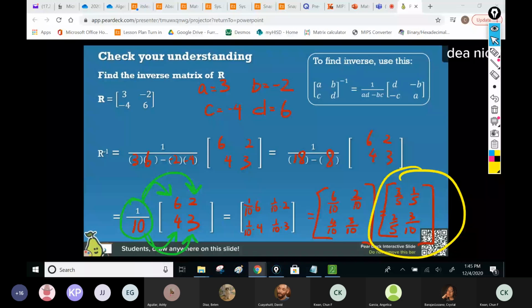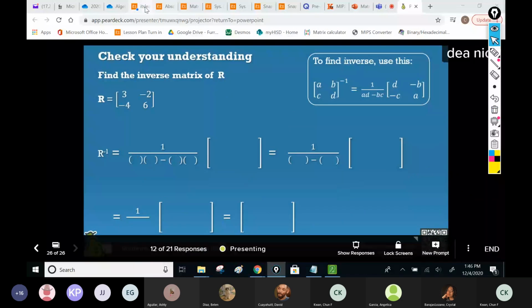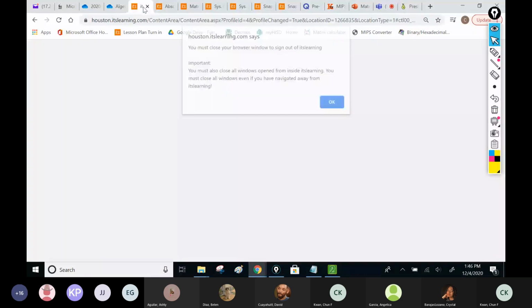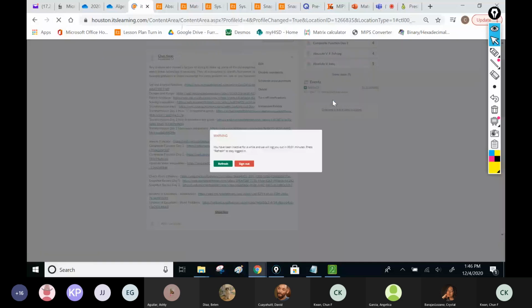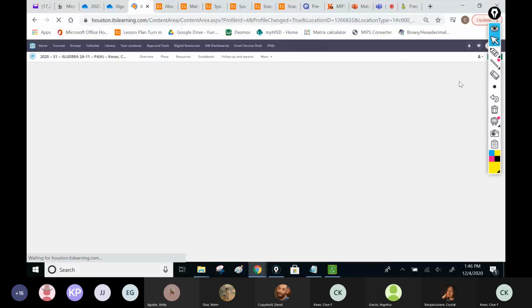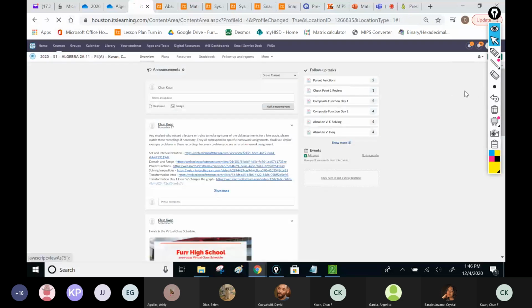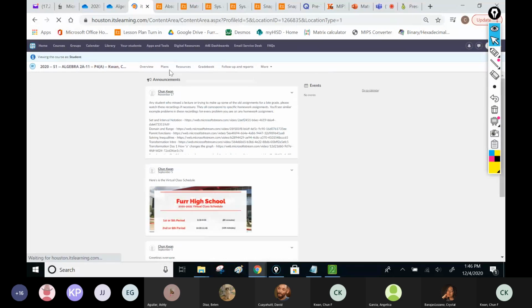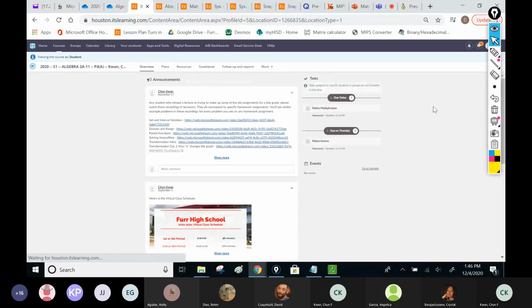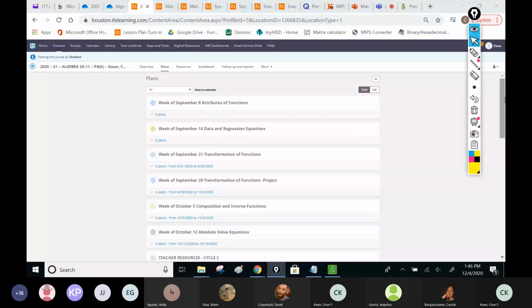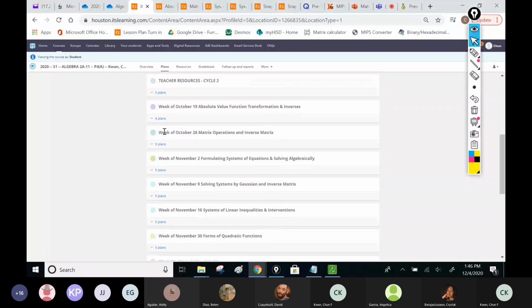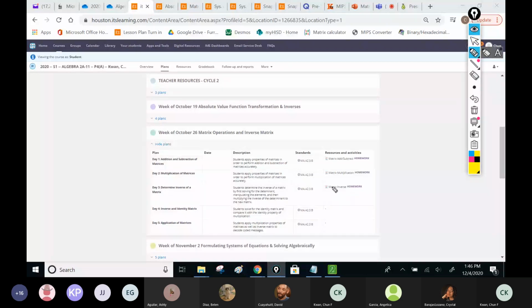So that's it for today. I want you guys to get the homework. The homework is on the hub. So go to the hub, go to plans, and then scroll down to matrix, which is the week of October 26th. And then your work is right here, matrix inverse homework.